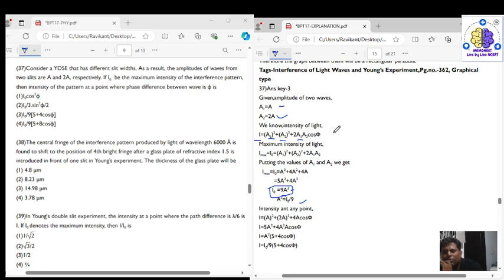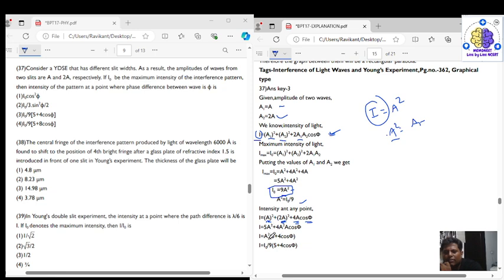So again in the same formula, that is I is equal to A1 square plus A2 square plus, this I, if this I is creating confusion, this I is nothing but A square. So we had the formula A square is equal to A1 square plus A2 square plus 2A1 A2 cos phi. So instead of writing A square, I am writing it as I, right? Now at any point, intensity I will be equal to A1 square plus A2 square plus 2A1 A2 cos phi.